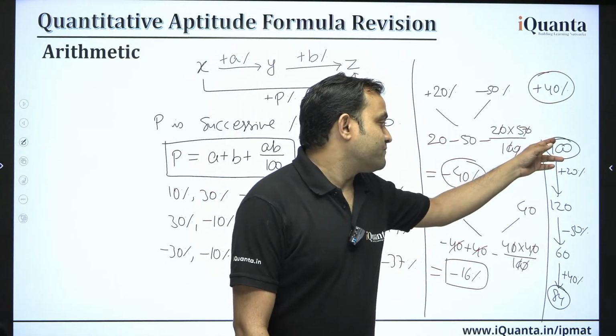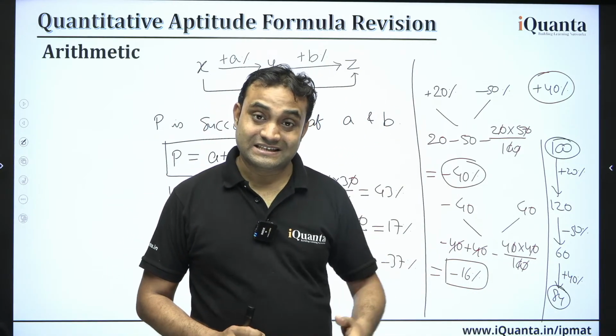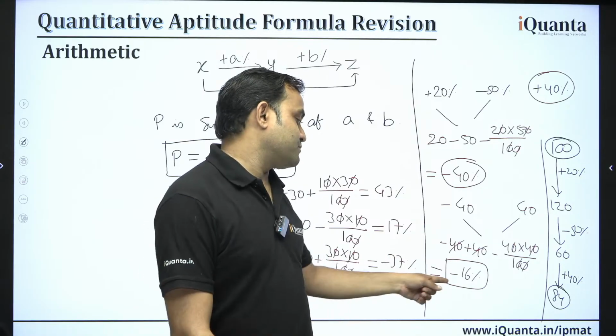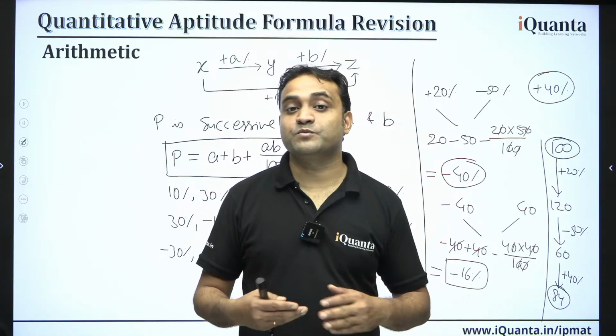So you can say from 100 to 84, the change is 16%. It's decreased by 16% and this is the same value. This is what we know as successive percentage change. All right.